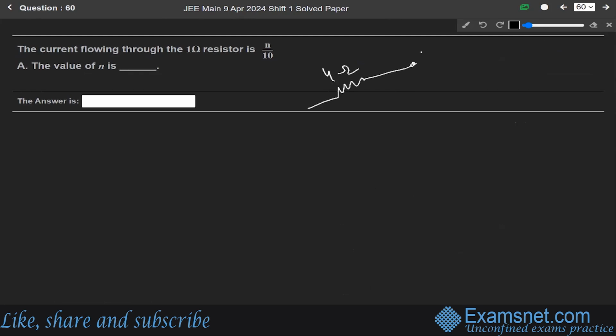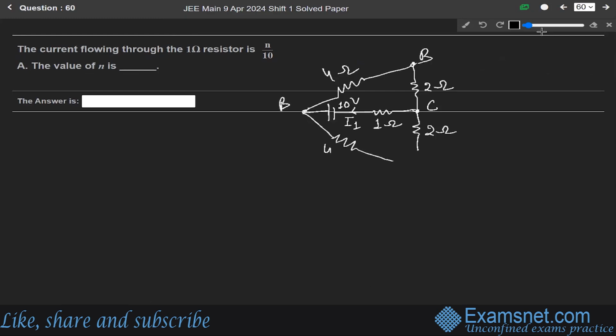This is of 4 ohm. This is point B. This is point A. This is of 10 volt. And I1 is the current flowing through it. This is of 1 ohm. This is point B. This is of 2 ohm. This is point C. This is again of 2 ohm. And this is of 4 ohm. This is point D. And here is 5 volt. This is point E. So we have to find the current flowing through 1 ohm, which is N by 10. So we have to find the value of N here.